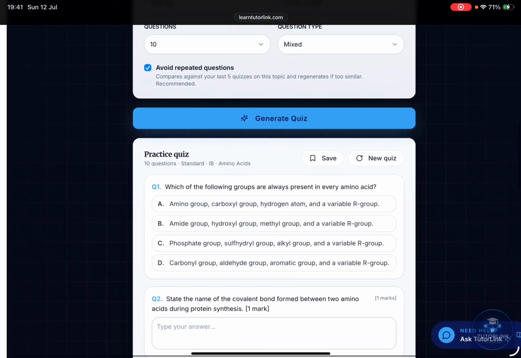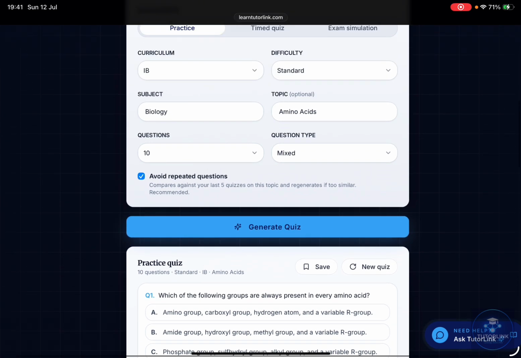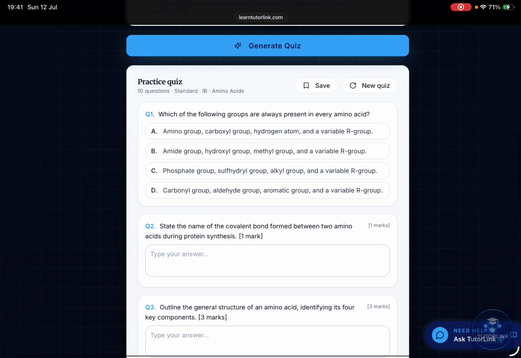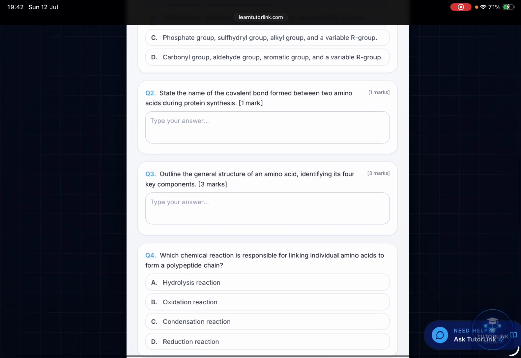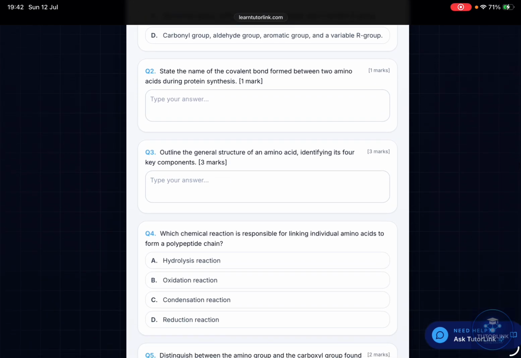Here I'm using TutorLink's quiz generator. I put the subject as biology and the topic is amino acids. Which of the following groups are always present in every amino acid? We know that's going to be the amine group, the carboxyl group, the hydrogen atom, and the variable R group. State the name of the covalent bond formed between two amino acids during protein synthesis. We said that's the peptide bond.